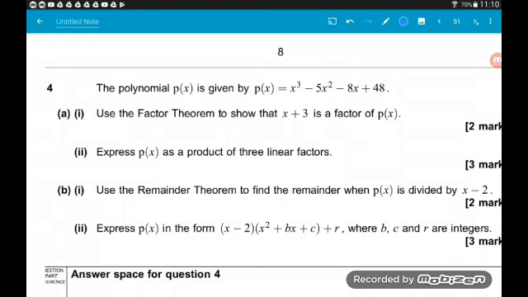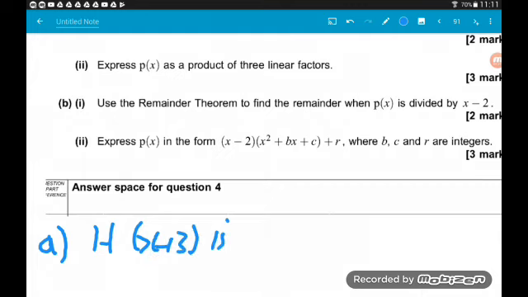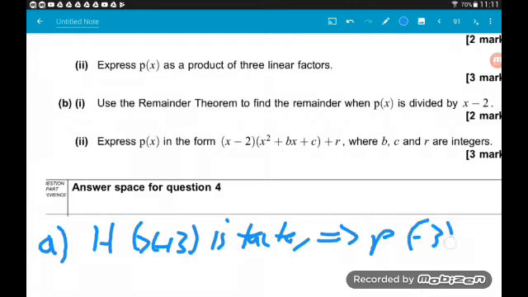This time, p of x is equal to x cubed minus 5x squared minus 8x plus 48. Part A asks us to use the factor theorem to show that x plus 3 is a factor of p of x. So, for part A, if x plus 3 is a factor, then p of minus 3 will equal 0.